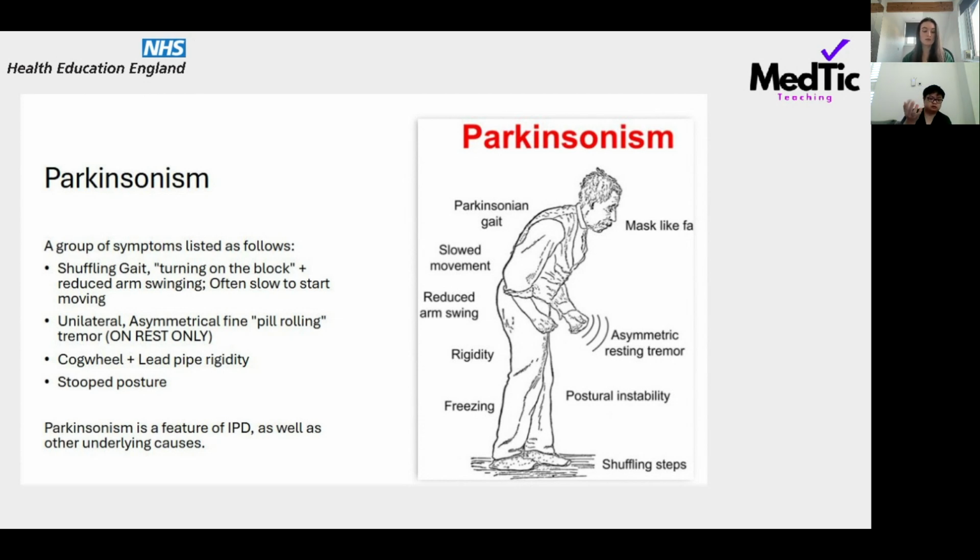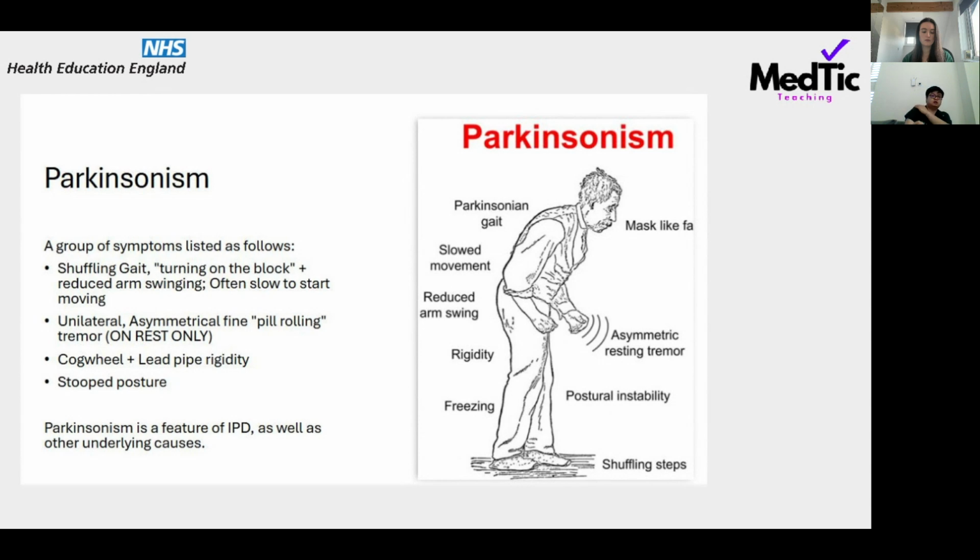Basically, a tremor kind of looks like they're rolling a pill between the fingers or a coin, something like that. And it only appears at rest. So if you ask them to do something with their arm, it suddenly disappears, and when they don't do anything, it just comes back. Cogwheel and lead pipe rigidity are actually a singular term to describe the rigidity as well.